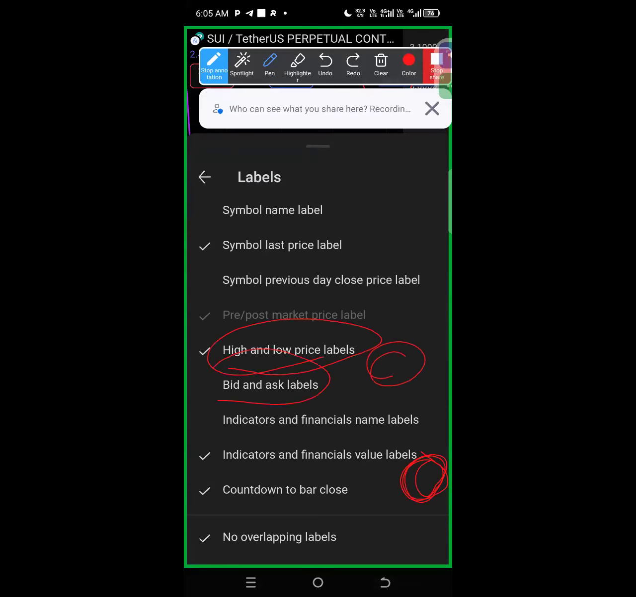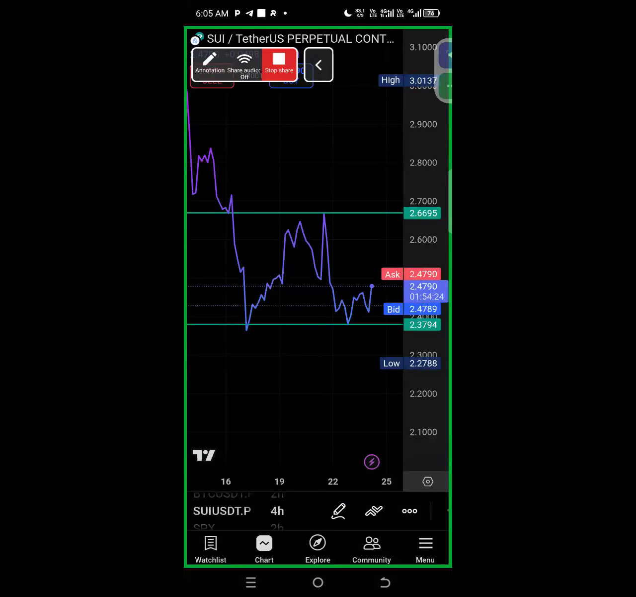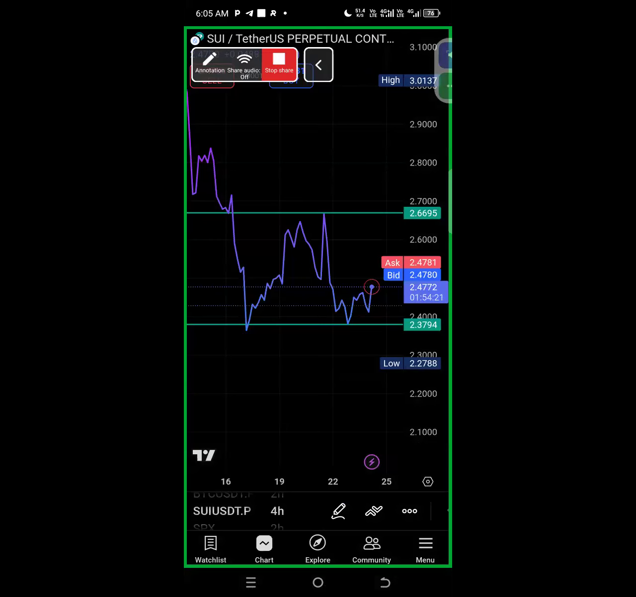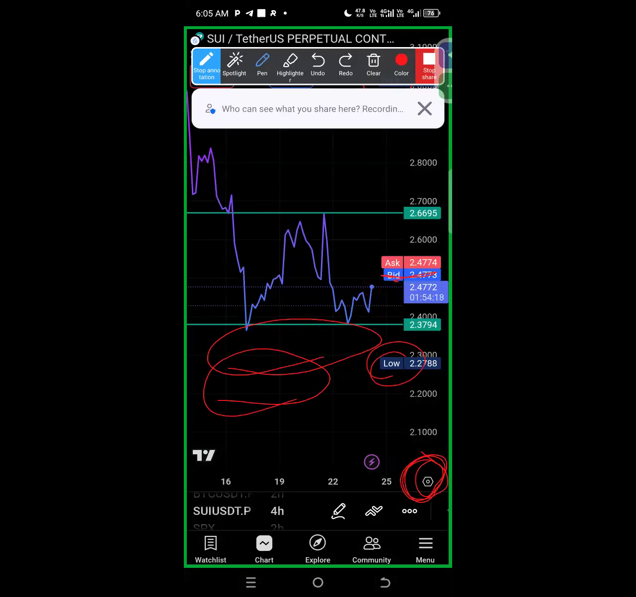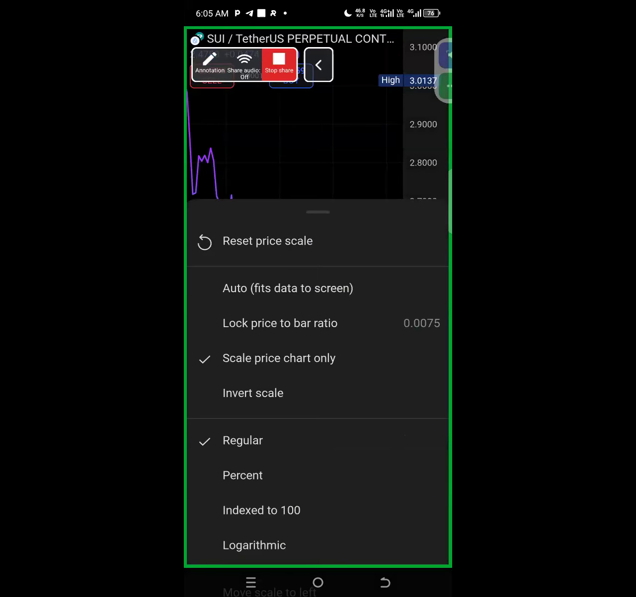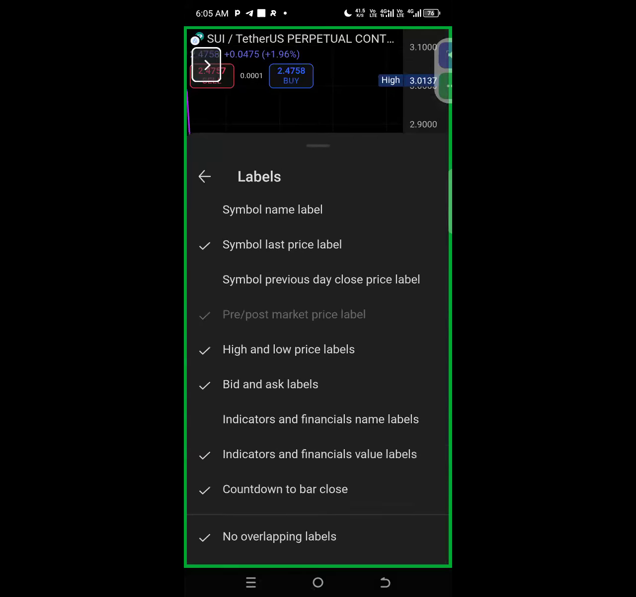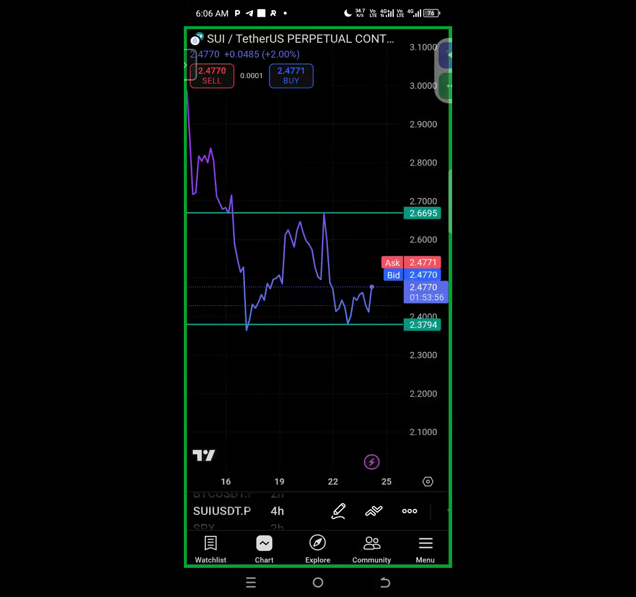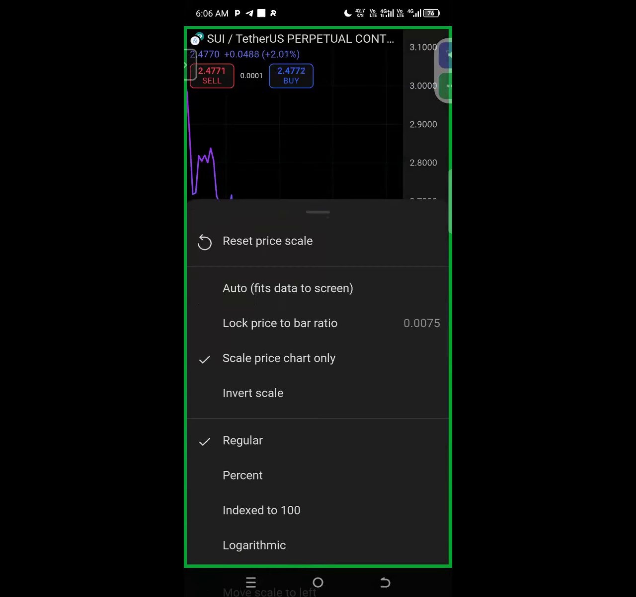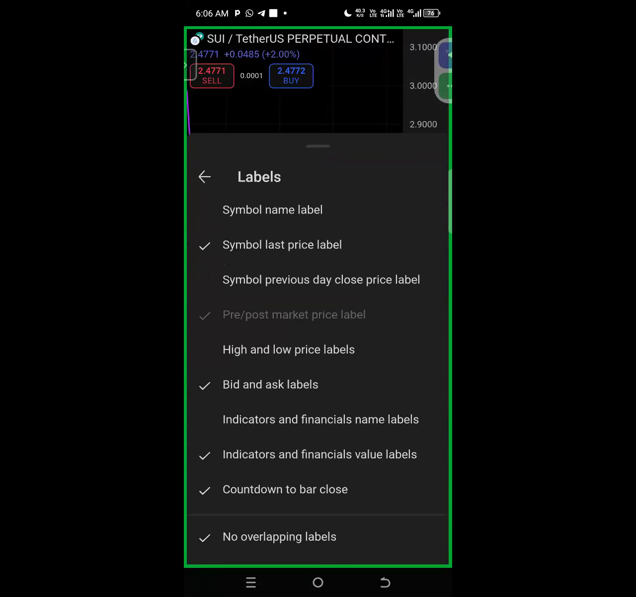Then we have bid and ask. I was having it, but I've turned it off. So when you turn on the bid and ask, you could see this is the bid. This is the ask. That is buyers, buy, and then sell. The bid is for buy, the ask is for sell. So it's very simple. Just click here, come to labels. If I turn it off now you can see it's gone, right? So that is it. Labels.